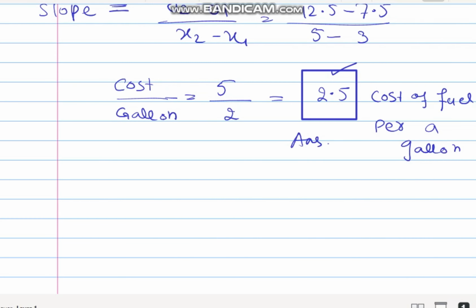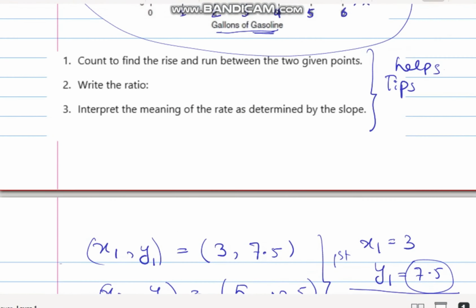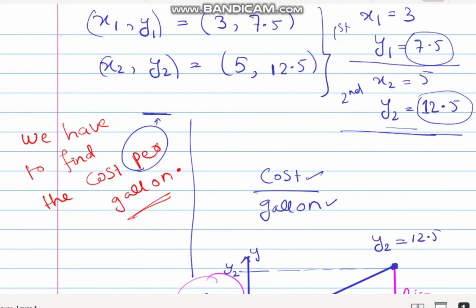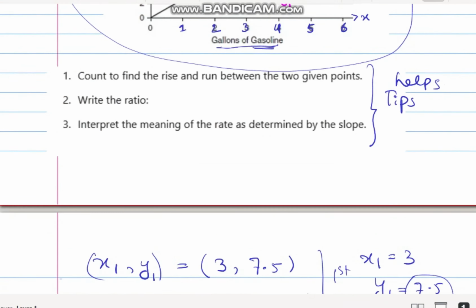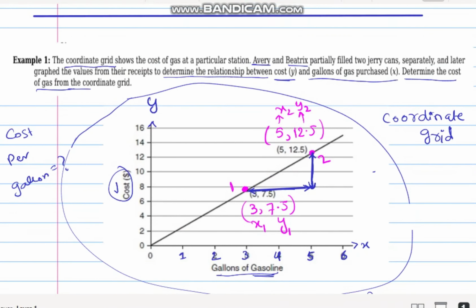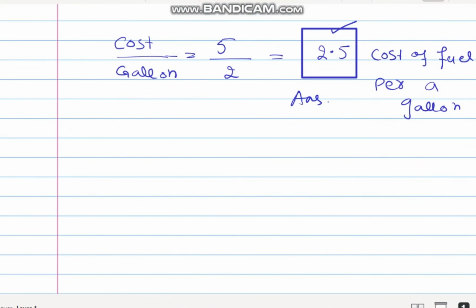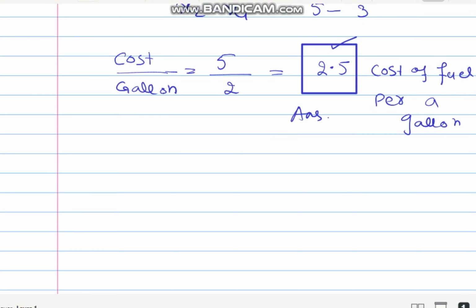Okay, these questions are very simple. And now go toward the question again. So we have to find the cost per gallon. This was our question. And now move to the question again. We have to find this, also written here. Okay, determine the cost of the gas. So we find the cost of the gas, and this is your answer. So this was a very simple question, and let me draw a line here.